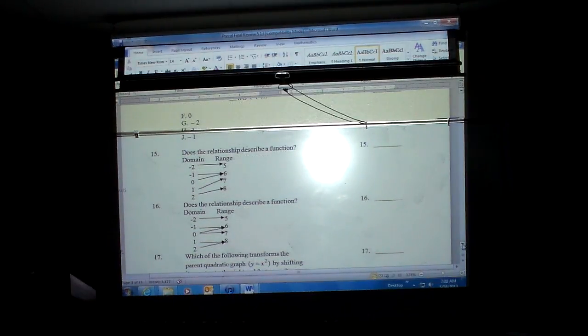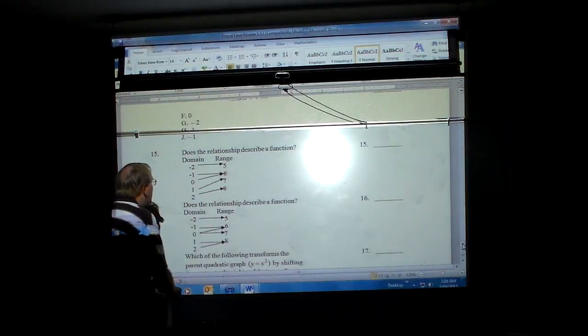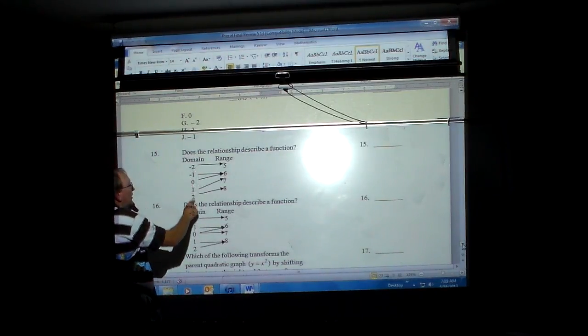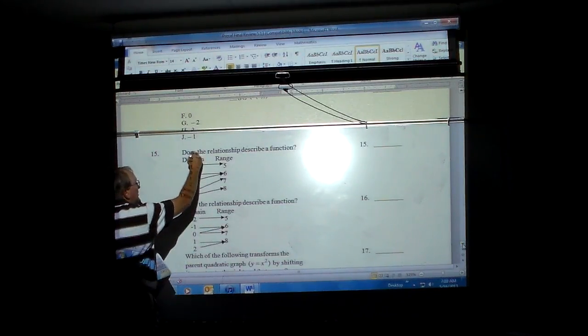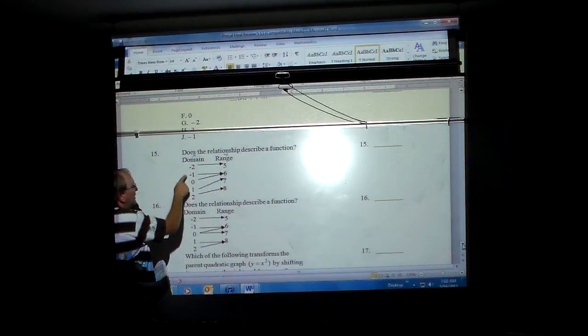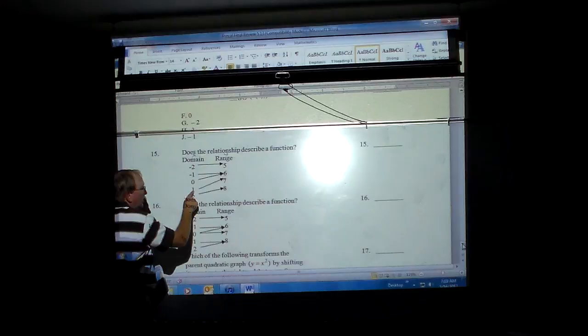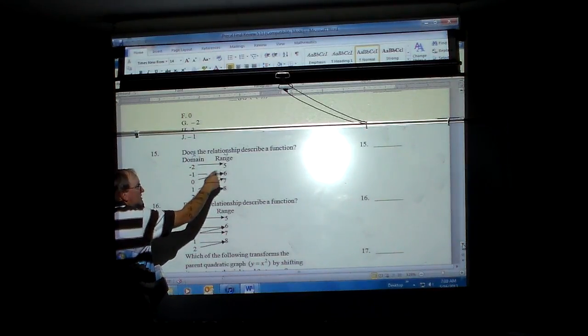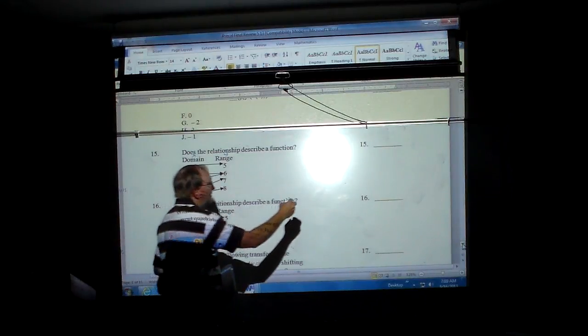Is it a function? These two problems will simply be yes or no. In order to be a function, there can only be one answer for every x, or domain. Remember, x is domain and y is range. This has one answer, that one has one answer, 0 has one answer, 1 has one answer, 2 has one answer. Doesn't matter that these two both go to 6. This one is a function.